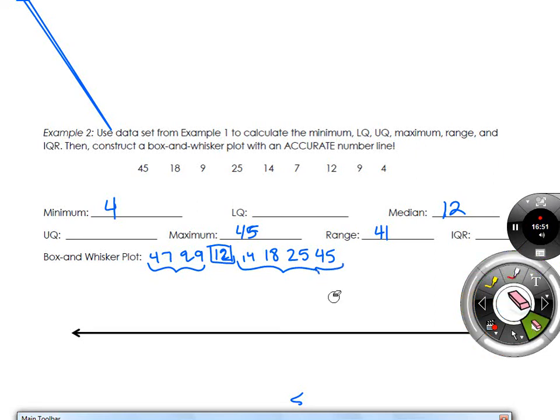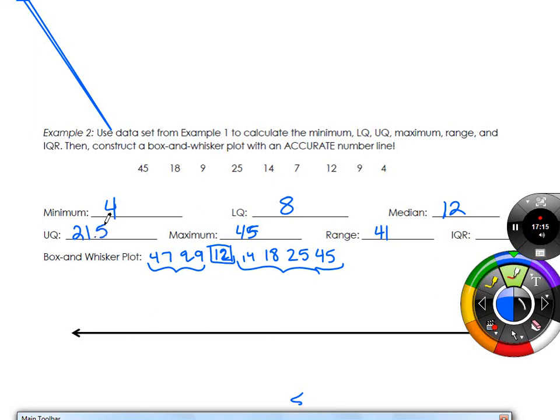What are you going to do? Good. Find the average of the 2 numbers that are in the middle. So here, 7 and 9 are in the middle, and the average of 7 and 9 is going to be 8. So 8 is what they're calling the lower quartile, or what we would call quartile 1. Okay. And the upper quartile, or quartile 3, is going to be the average between 18 and 25, okay, which ends up being what? 21.5.